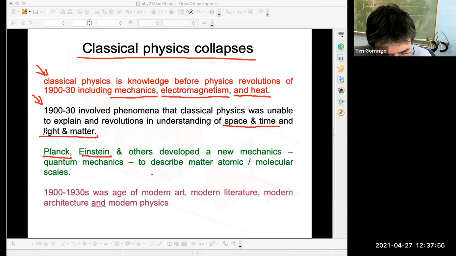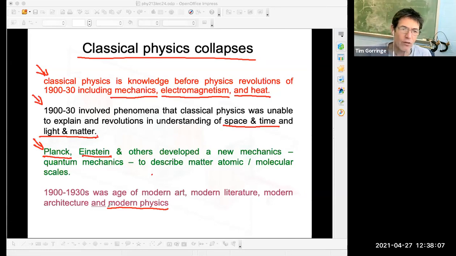And all this physics we'll be talking about this week and last week is called modern physics. It's called modern physics because it came about at a time, at the beginning of the last century, when there was modern art and modern literature and modern architecture. So we had to have modern physics.